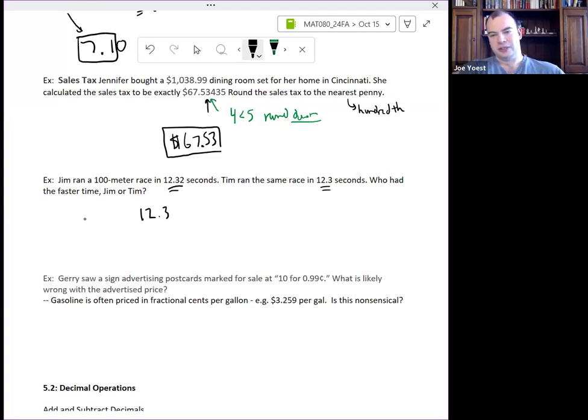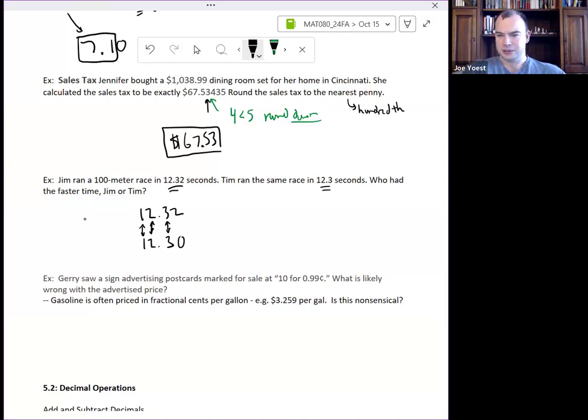Well, 12.32 versus 12.3, I see they have the same tens place. They both took one lot of 10 full seconds. They have the same number of full seconds; they both took 2 full seconds on top of that. And they both have the same tenths of seconds. On top of the 10 seconds and the 2 seconds, they took 3/10ths of a second on top of that.